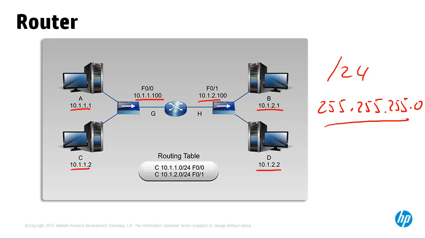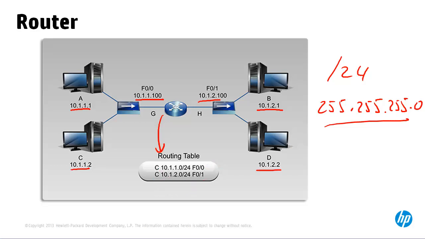When you configure IP addresses on a router or layer 3 switch, you configure the IP address with the mask. So the router knows that a /24 mask has been used here and will update its routing table to indicate that network 10.1.1.0/24 is directly connected to FastEthernet 0/0 and 10.1.2.0/24 is directly connected to FastEthernet 0/1.